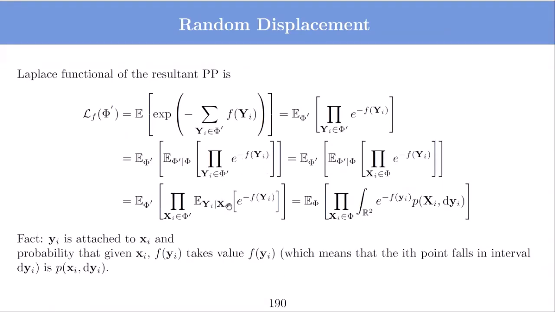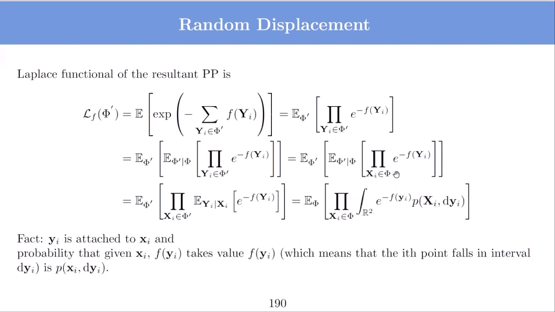Now, if I know the original point process xi, which I am conditioning on, then I know that there is a one-to-one correspondence between the points of phi and phi dash. So instead of writing the product in terms of points of phi dash, I can write it as a product over points of phi. So I can say it's a product over x_i belonging to phi of e to the minus f(y_i). Okay, and this y_i is generated from x_i according to some distribution.